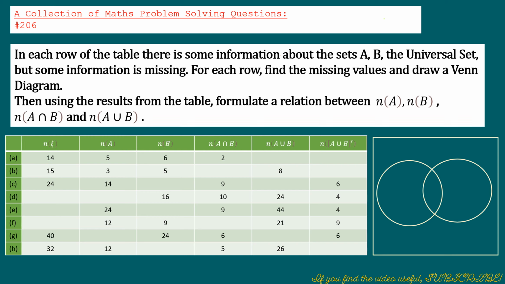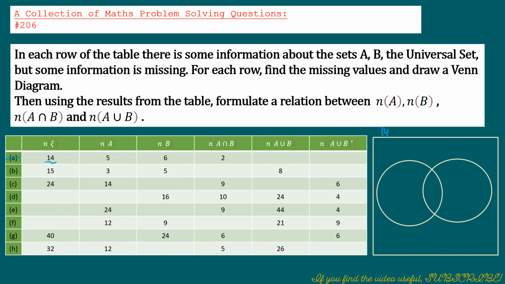In each row of the table, there is some information about the sets A, B, and the universal set, but some information is missing. For each row, find the missing values and draw a Venn diagram. Then, using the results from the table, formulate a relation between n(A), n(B), n(A intersection B) and n(A union B). So for the first one, the A part, we have the universal set is 14.